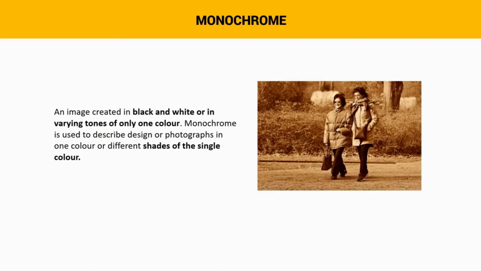Monochrome. An image created in black and white or in varying tones of only one color. Monochrome is used to describe design or photographs in one color or different shades of a single color.